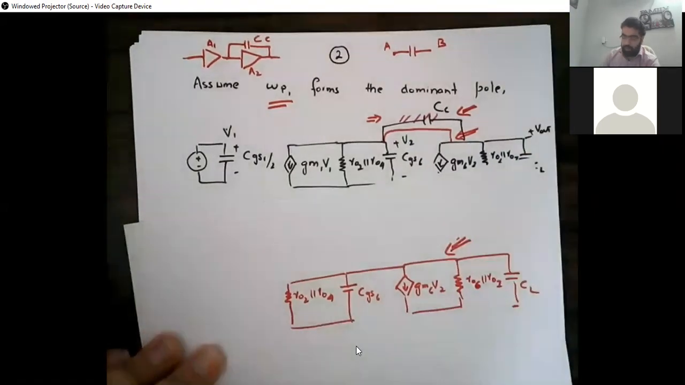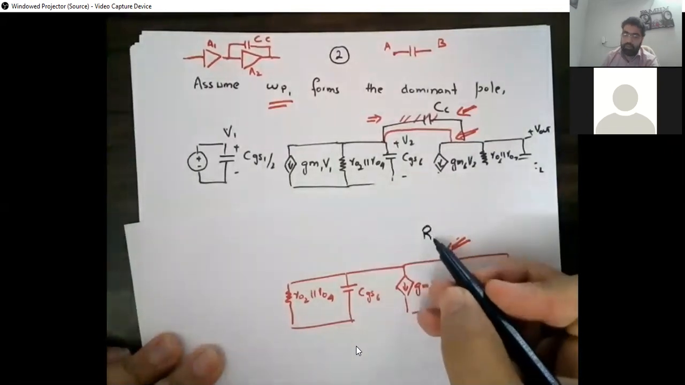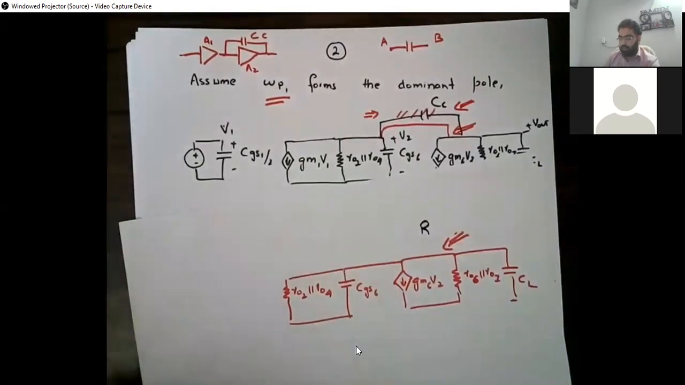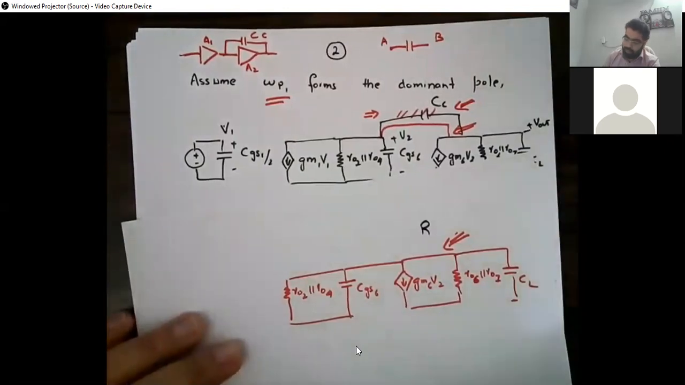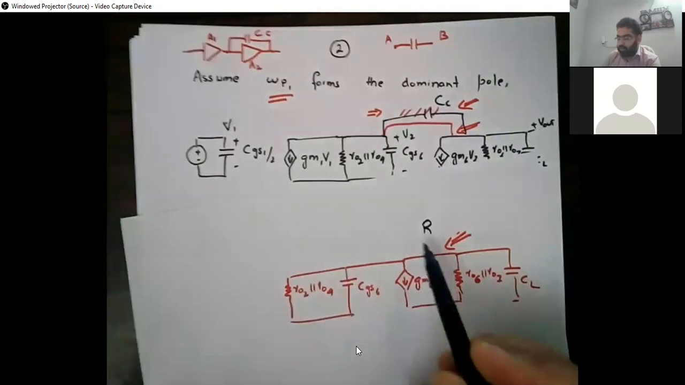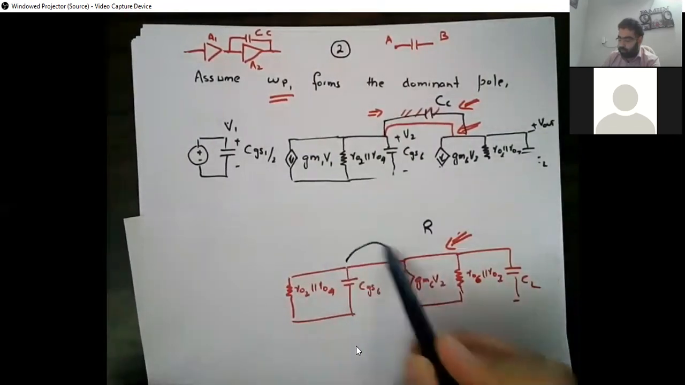What will the impedance be at this point? If I talk about resistance R, for the pole calculation, anybody want to tell? So anybody want to say what will be the resistance at this point if I short these 2 points?